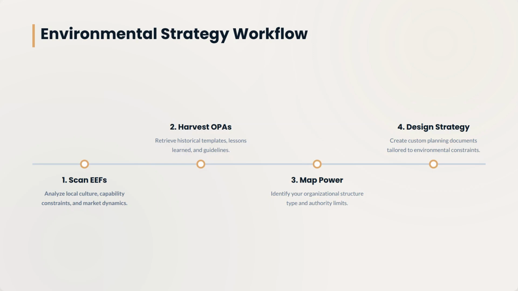So, how do we pull all of this into action? Here is your step-by-step PMLearn environmental strategy. First, scan your EEFs, looking at company culture and team skills. Second, harvest your OPAs. Grab those lessons learned and templates. Third, map your power and see if you are in a functional or projectized setup. And fourth, design your tailored project management plan based on these real-world constraints.